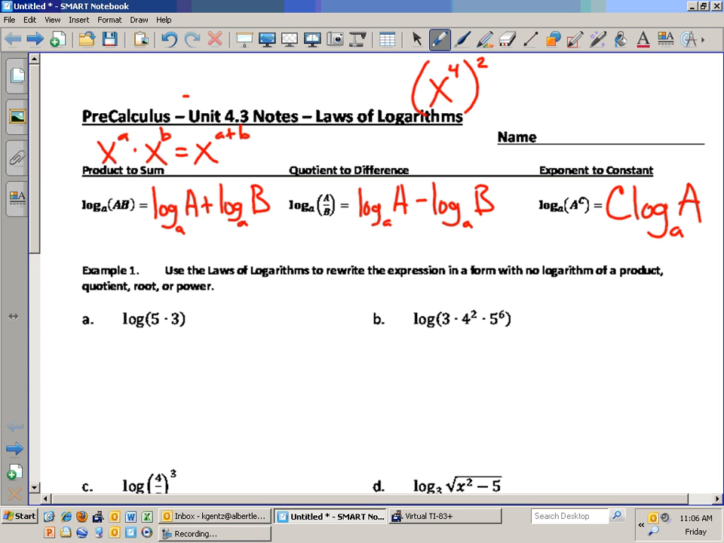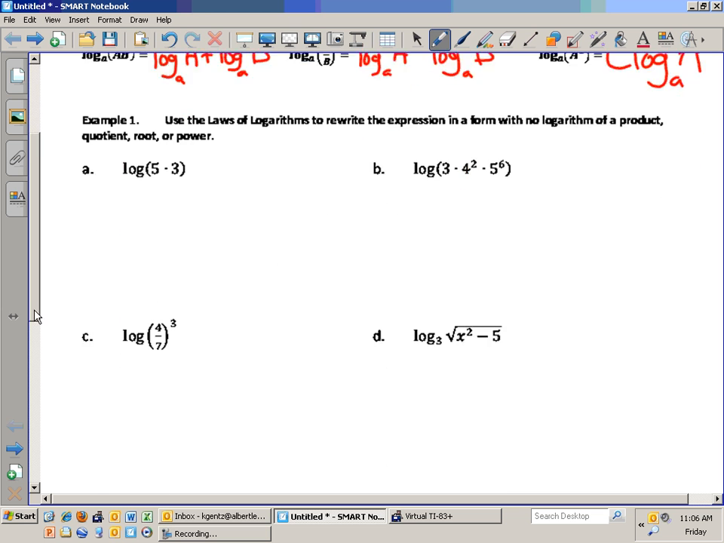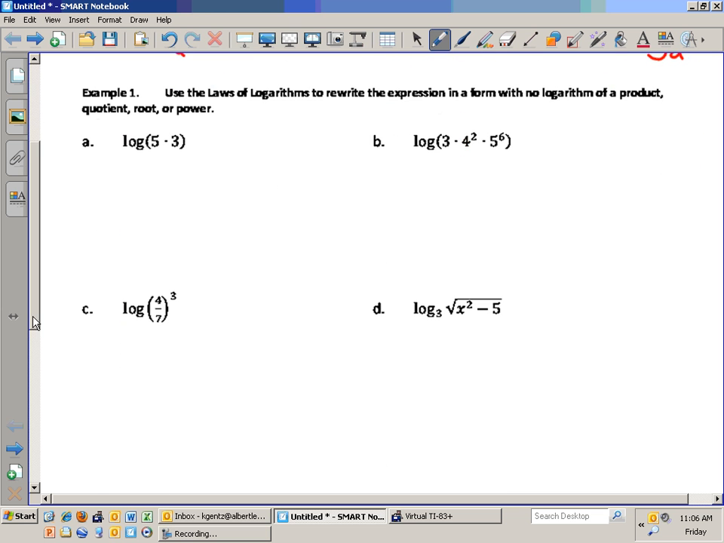So those are the rules that we want to be able to apply in these situations to be able to simplify them. So the first one says use the laws of logarithms to rewrite the expression in a form with no logarithm of a product, quotient, root, or power. So right here we have a power, or we have a product. I don't want a product. Does anybody know how I could rewrite that? Log of 5 plus log of 3. Right? Pretty straightforward.